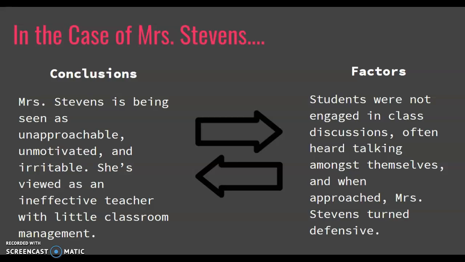So in the case of Mrs. Stevens, some factors that led to the conclusions of the principal are that students were not engaged in class discussions, were often heard talking amongst themselves, and when approached about motivation and class engagement, Mrs. Stevens turned defensive. So some of the conclusions that the principal drew about Mrs. Stevens is that she was seen as unapproachable, unmotivated, and irritable. She's viewed as an ineffective teacher with little classroom management.